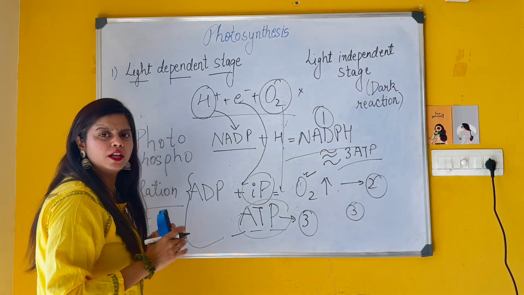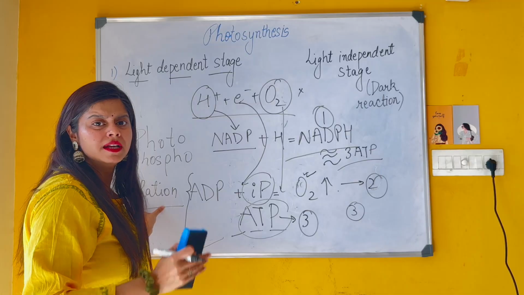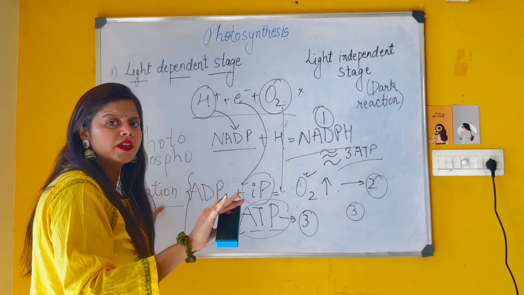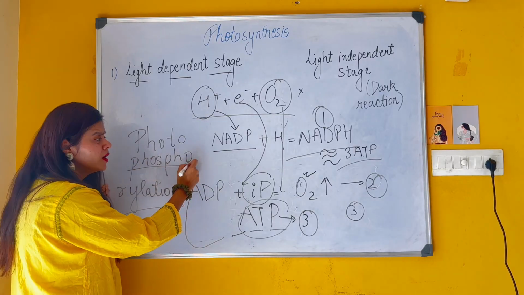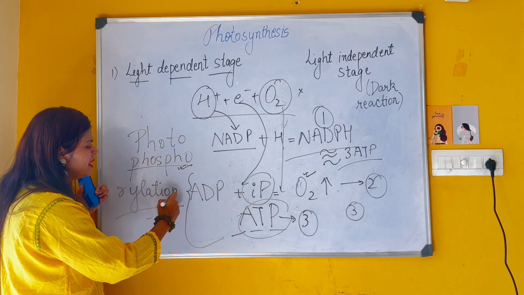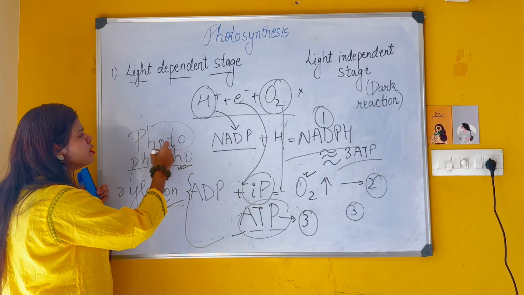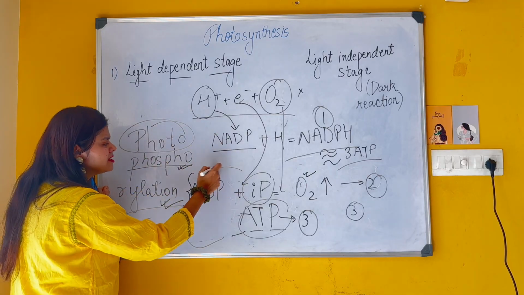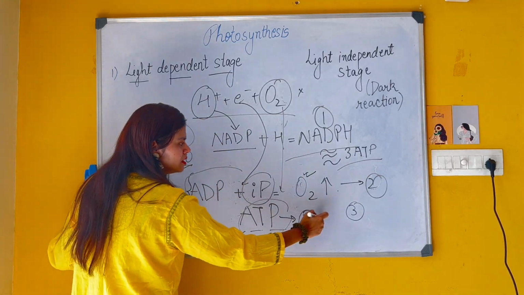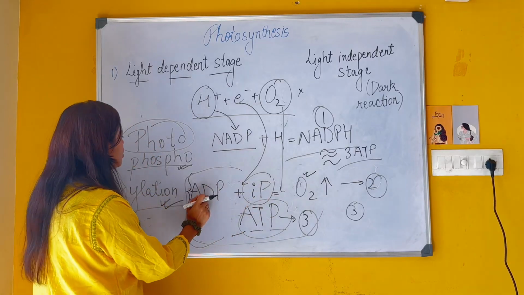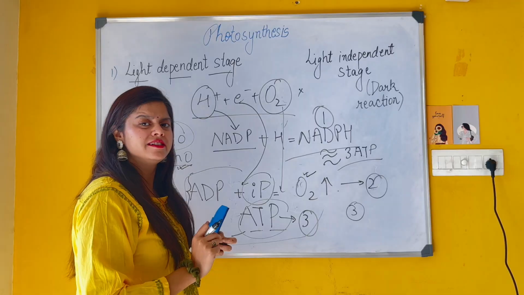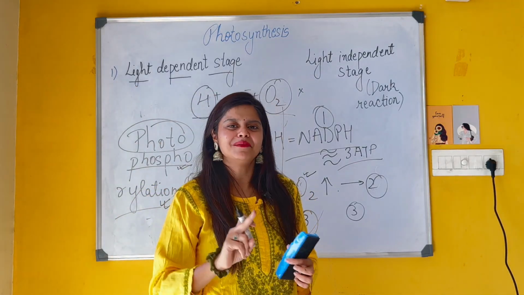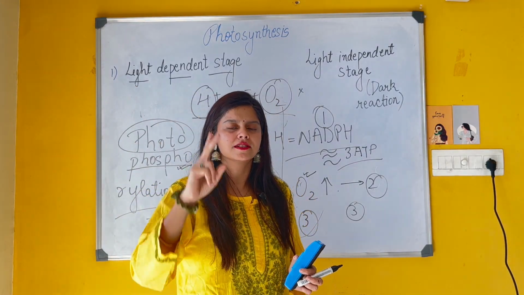I will explain the meaning of the word. Rylation means something is being added. What is that something? Phospho means phosphate group. Phosphate group is being added in the presence of light. That is why this entire reaction is called photophosphorylation. Is this clear?